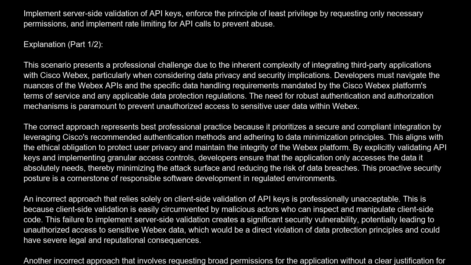The correct answer is B. Implement server-side validation of API keys, enforce the principle of least privilege by requesting only necessary permissions, and implement rate limiting for API calls to prevent abuse.